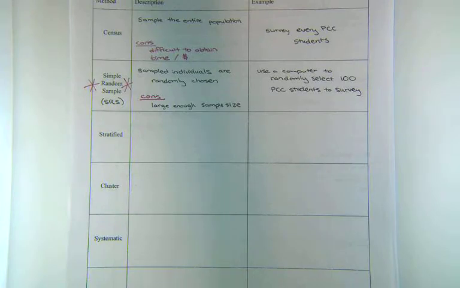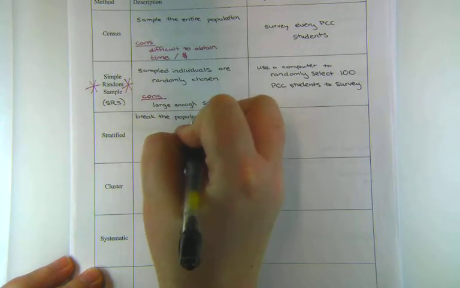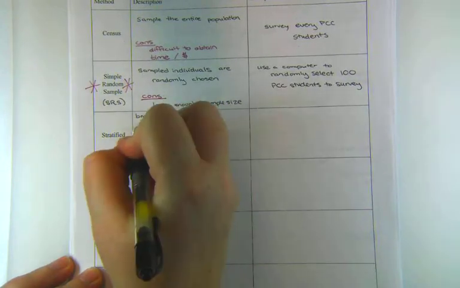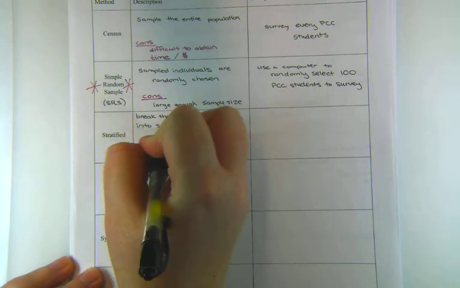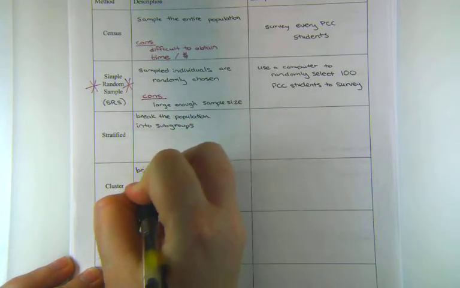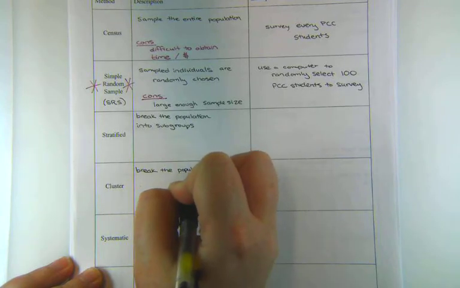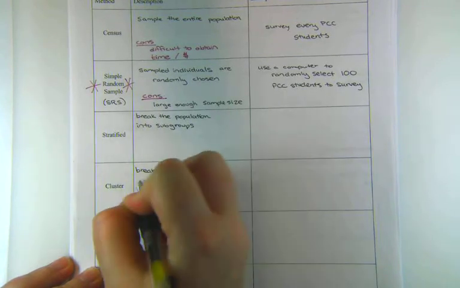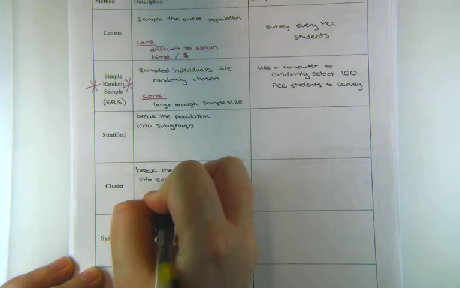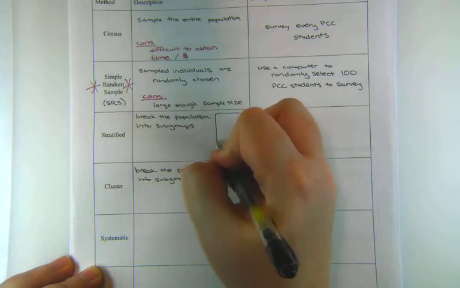So let's talk about stratified and cluster sampling together, because their definitions are very similar in that both require separating into groups first. So we're going to split the population into subgroups for both of these. That's our first step, into subgroups. And in choosing the subgroups, it'll be some characteristic that unifies them. We'll talk about some examples with that.